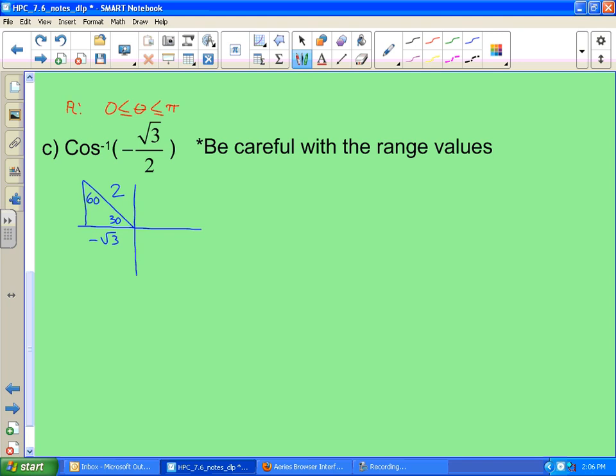All right, so the answer to the question, what is this angle? 150. So here's where the reference angles are going to come in handy, and here's where you have to be careful with cosine. Everyone get your calculator out and put in cosine inverse of negative root 3 over 2 and tell me what the answer is.